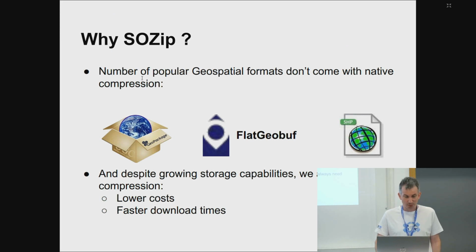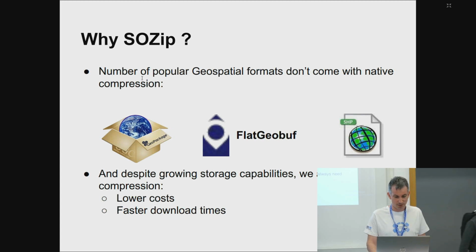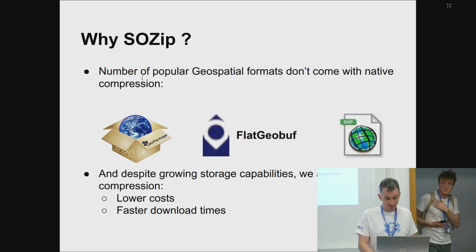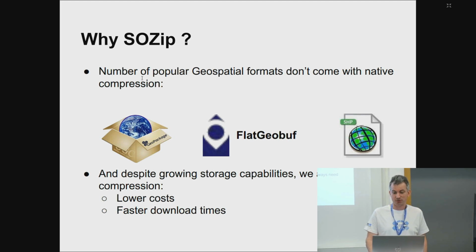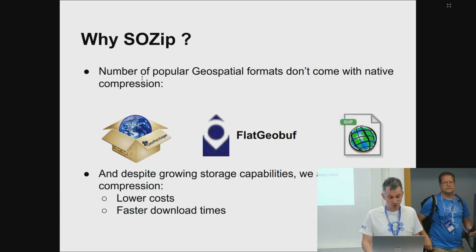So why do we need that? Why do we need an extension of zip? Well, because a number of popular geospatial formats don't come with native compression. So you have, for example, GeoPackage, which is based on SQLite 3. You have FlatGeobuf, and you have the good old shapefile. None of them have compression.